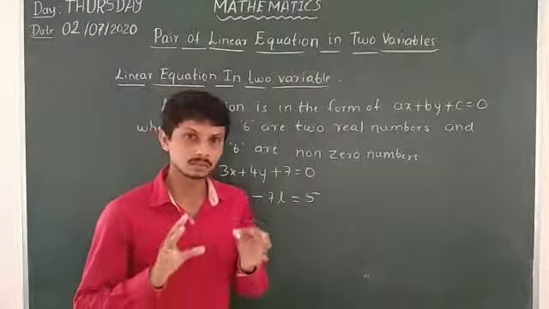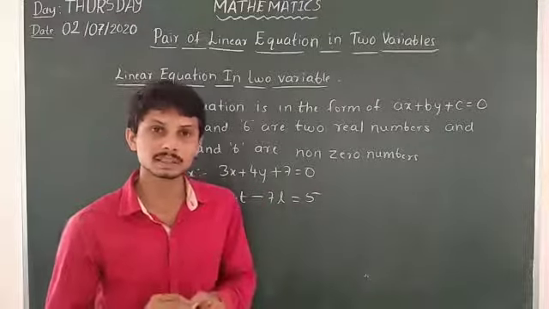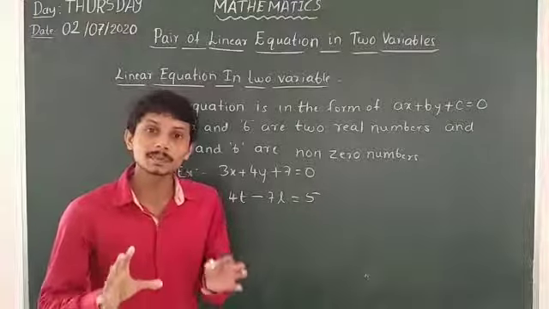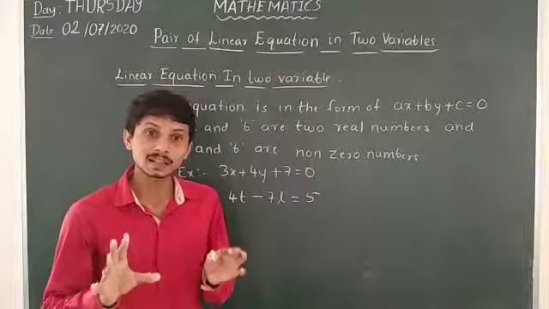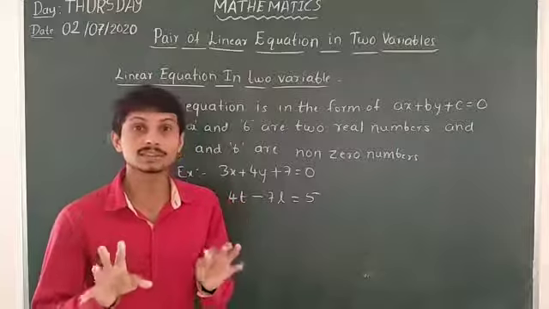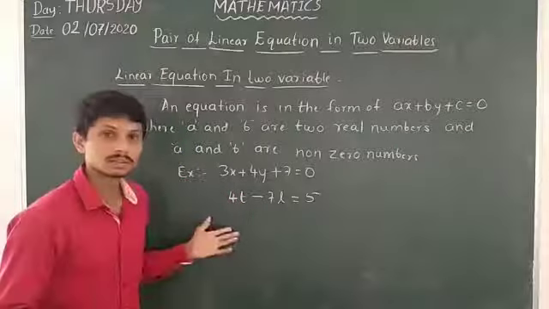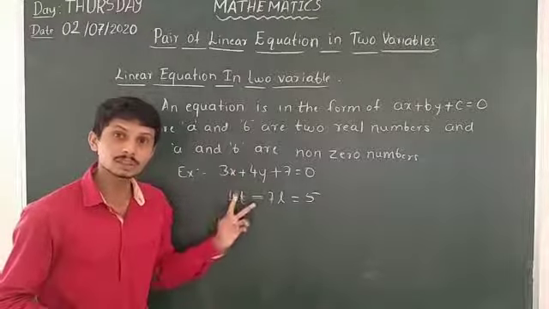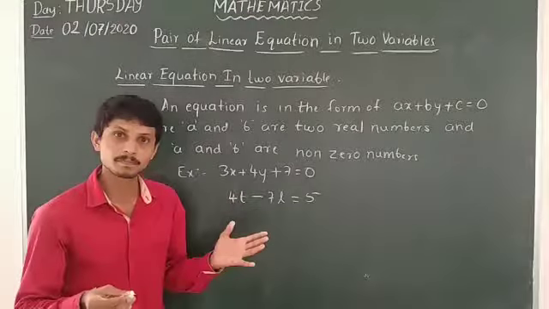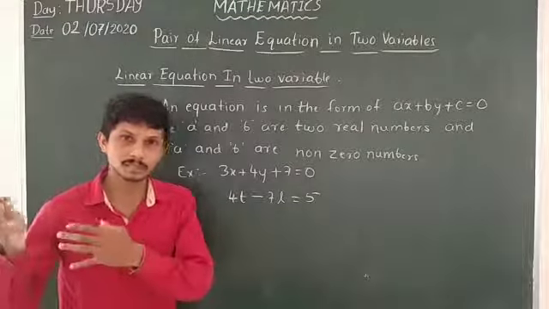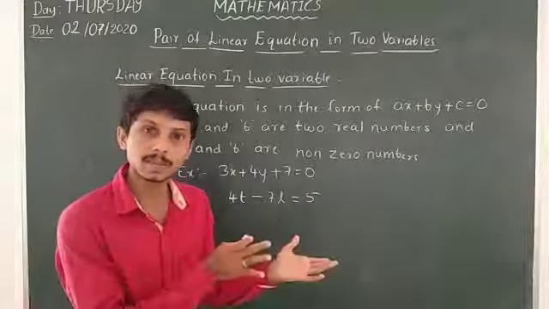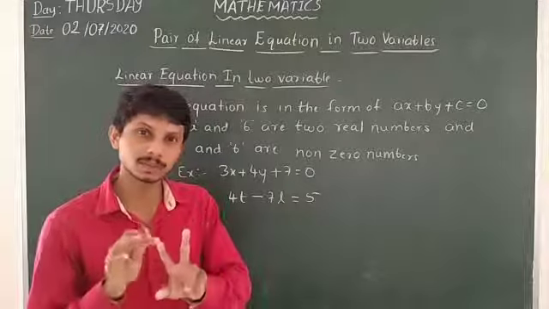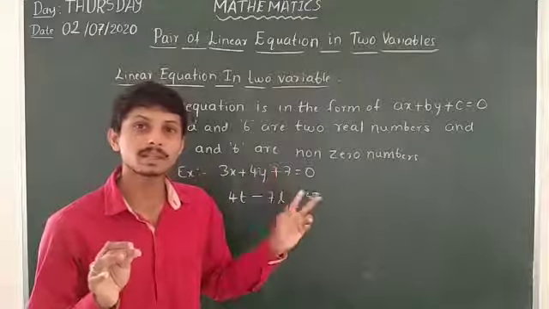So we know what a linear equation in two variables is. Our chapter name is pair of linear equations in two variables. That means we are considering two such equations. If we consider two equations, then to solve problems, whether real world situations or mathematical situations, we have to consider two linear equations in two variables. That means a pair of linear equations in two variables.